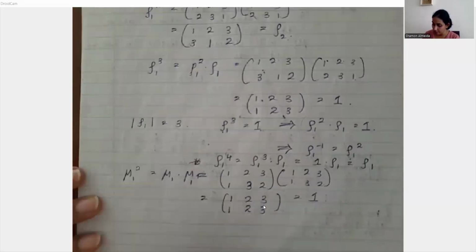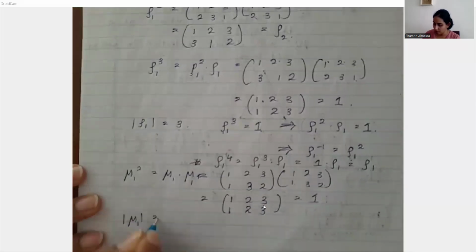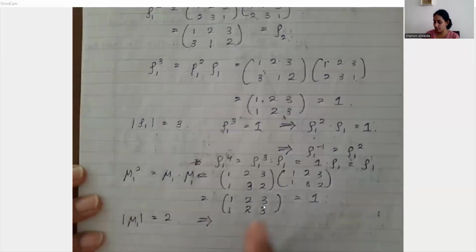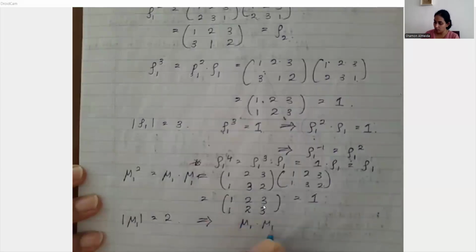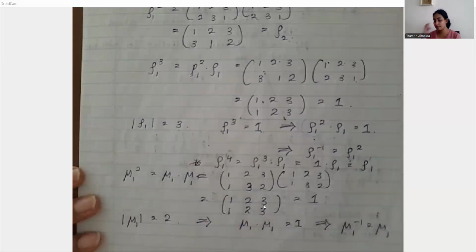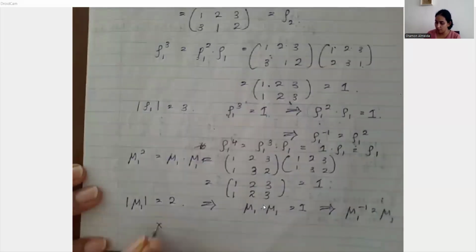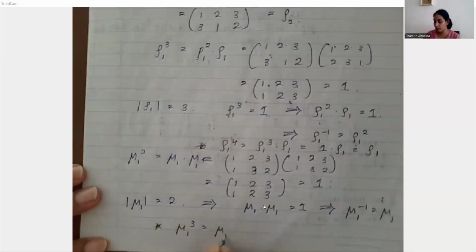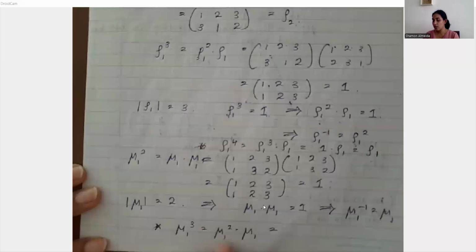So we see that the order of mu 1 is 2. Not only that, since mu 1 squared is equal to the identity, we can write mu 1 times mu 1 equals the identity. This tells you the inverse of mu 1 is itself, by definition of an inverse. Now, if you take mu 1 cubed, as a remark, I'll put it over here, you can write this as mu 1 squared times mu 1. Mu 1 squared is simply the identity, times mu 1 ends up being mu 1.